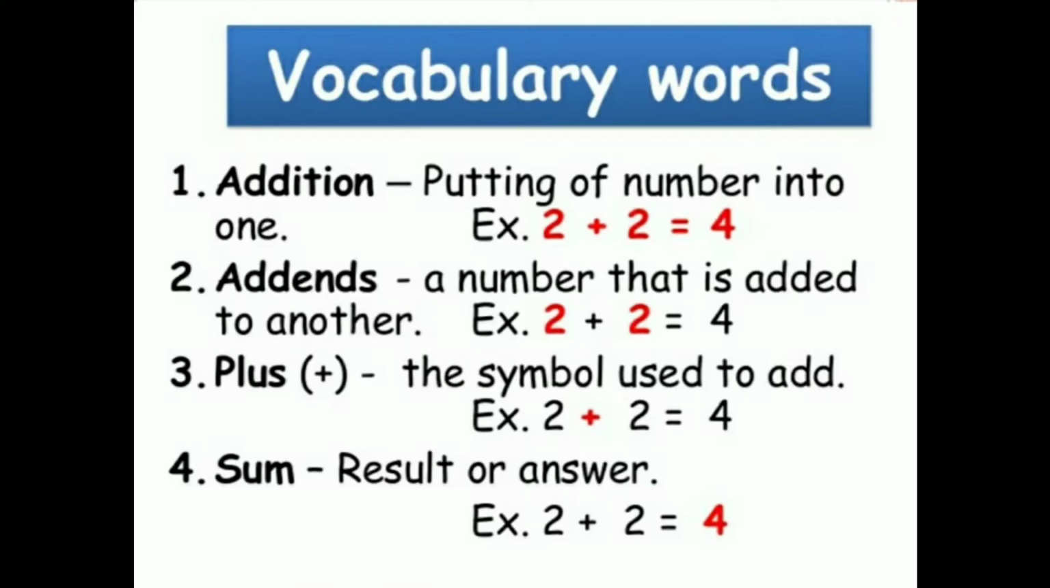Here are a few vocabulary words for you to know: addition, addends, plus and sum. Addition is nothing but putting the numbers into one. Here is an example: 2 plus 2 is equal to 4. Addends are the numbers which we add. Here in the example, 2 and 2 are addends. The third one is plus. The symbol which we use for addition is plus. And the last one is sum. Sum is the answer or the result of addition.